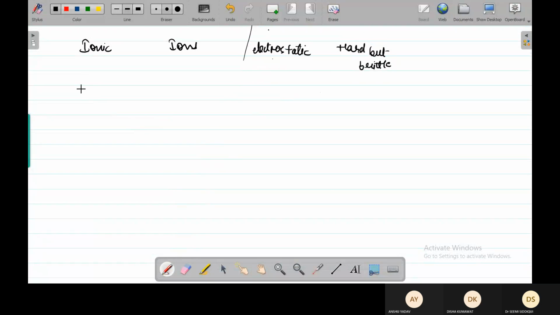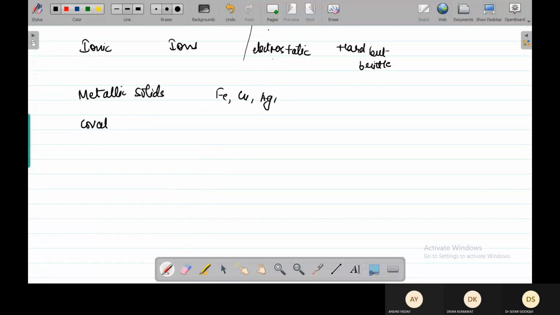Another one is your metallic solids. Metallic solids are what? They have the positive ions in a sea of delocalized electrons. They have the metallic bonding. They are hard but malleable and ductile. They are conductors in the solid as well as the molten state. For example, your iron, copper, silver, magnesium, etc.